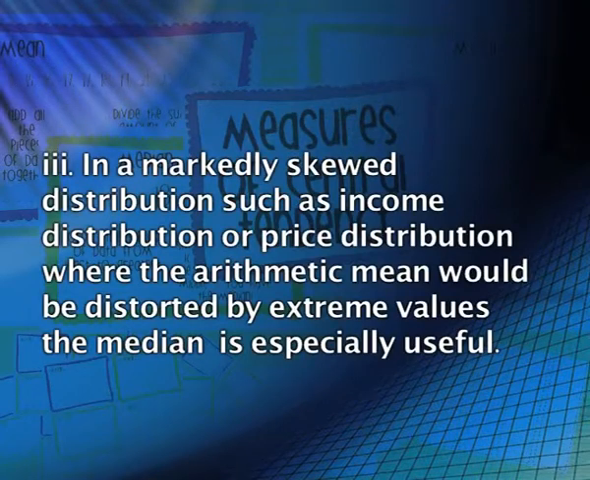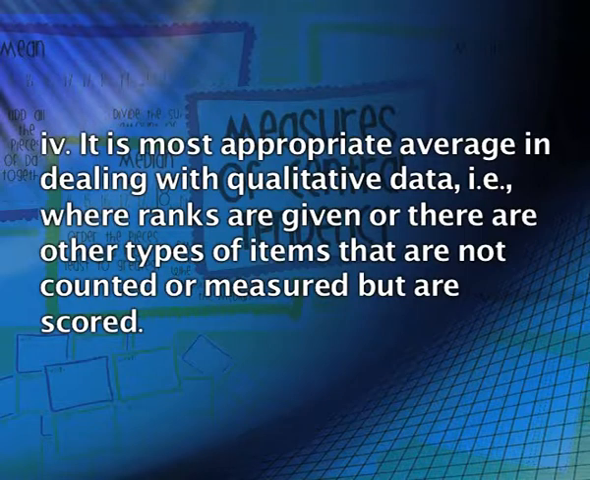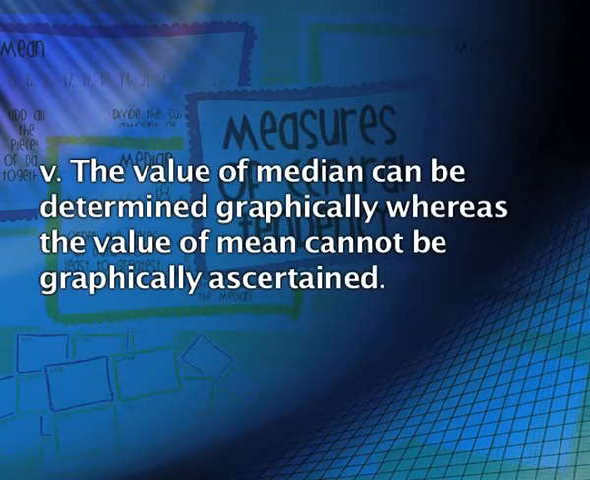Third merit, in markedly skewed distributions such as income distribution or price distribution, where the arithmetic mean would be distorted by extreme values, the median is especially useful. Fourth advantage, it is the most appropriate average in dealing with qualitative data, that is, where ranks are given or there are other types of items that are not counted or measured but are scored. Fifth advantage, the value of median can be determined graphically, whereas the value of mean cannot be graphically ascertained.